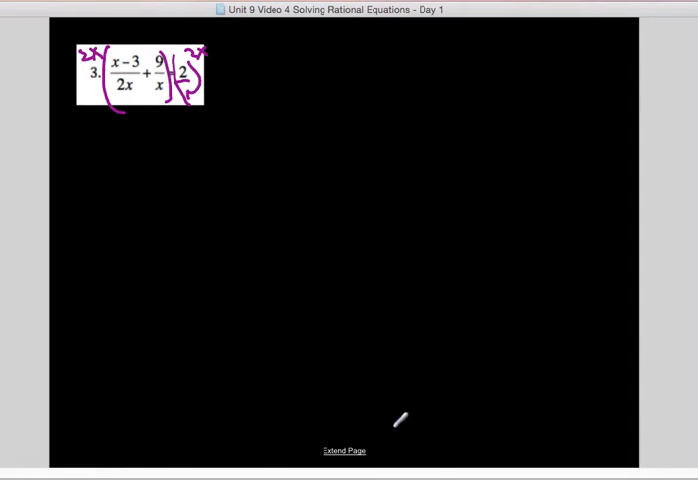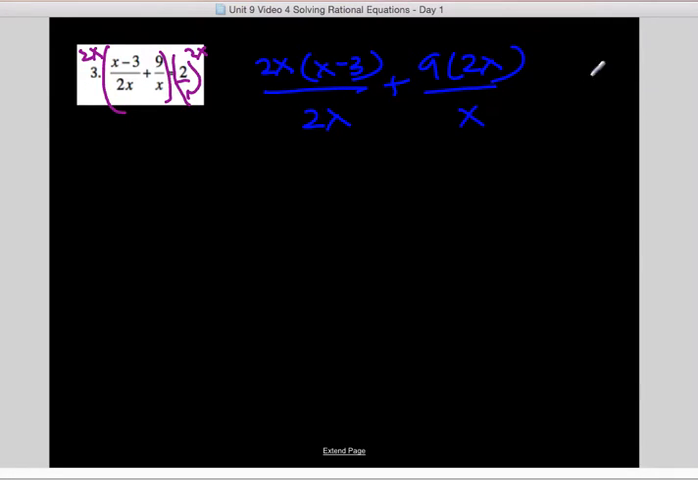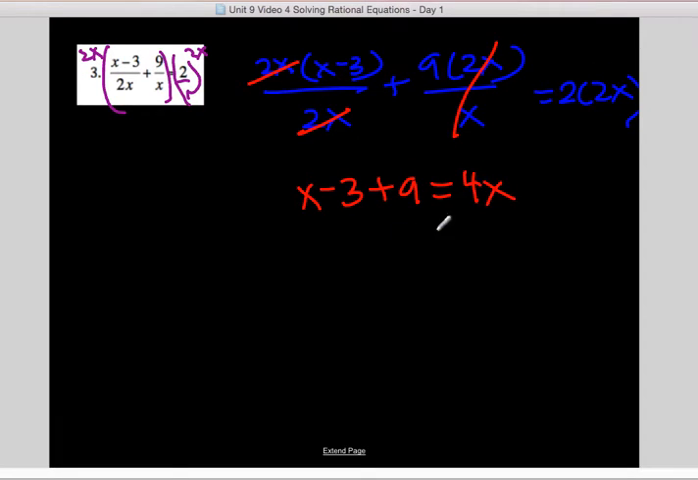Okay. When I take this, I'm just going to write it all out. So I'd have 2x times x minus 3 over 2x plus 9 times 2x over x equals 2 times 2x. Now let's simplify. Once again, remember those denominators should cancel. If they don't, we did something wrong. The x's will cancel, and that's it. So I have x minus 3 plus 9 equals 2 times 2 is 4x. Combining these two, I would have x plus 6 equals 4x.